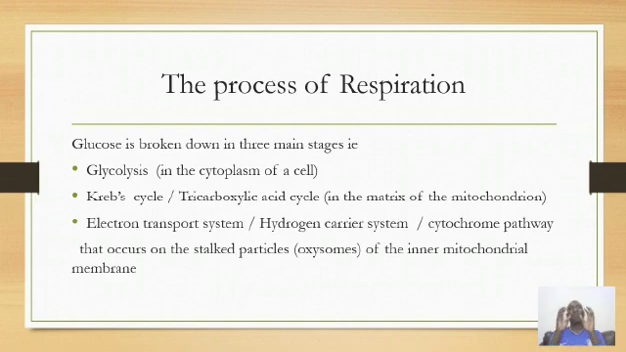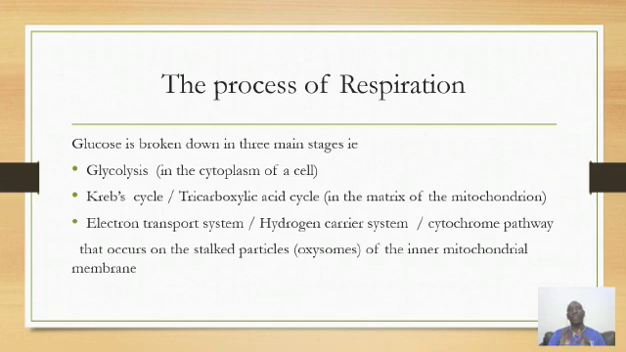However, we are aware that animal cells store carbohydrates as glycogen. Plant cells store carbohydrates as starch. If respiration is to occur in animal and plant cells, the stored starch and glycogen are all converted to glucose. They are all broken down to glucose. That is why we are saying that the glucose, which is the main respiratory substrate, is broken down in three main stages in the process of respiration. Therefore, respiration occurs in three main stages.